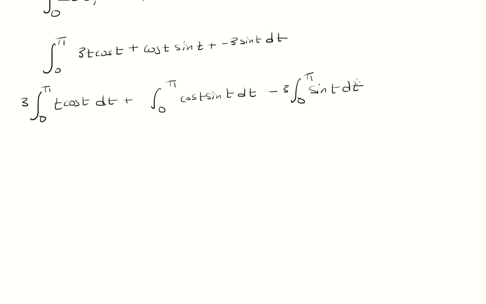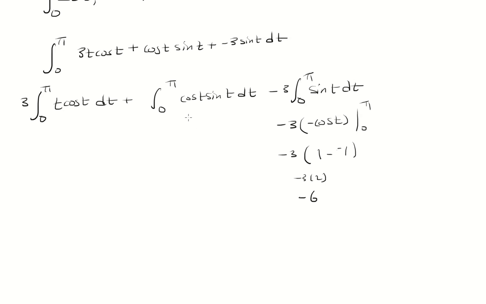So the easiest one will be the last integral, where the antiderivative of sine t is negative cosine t, and then we're going from 0 to pi, so we have negative 3. If I plug in pi, we have negative cosine of pi, which is 1, and then minus negative cosine of 0, which is negative 1. So this will be negative 3 times 2, which is negative 6.